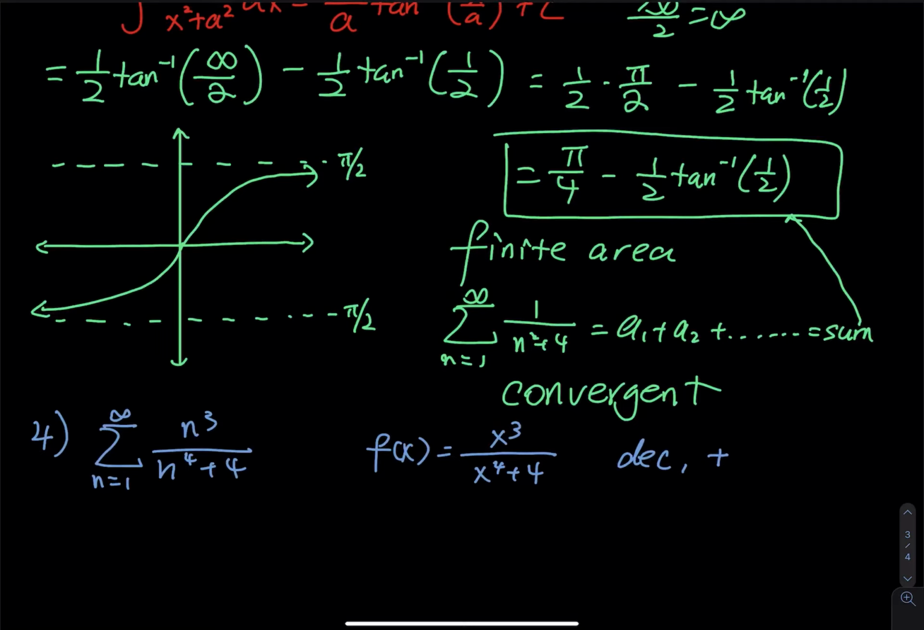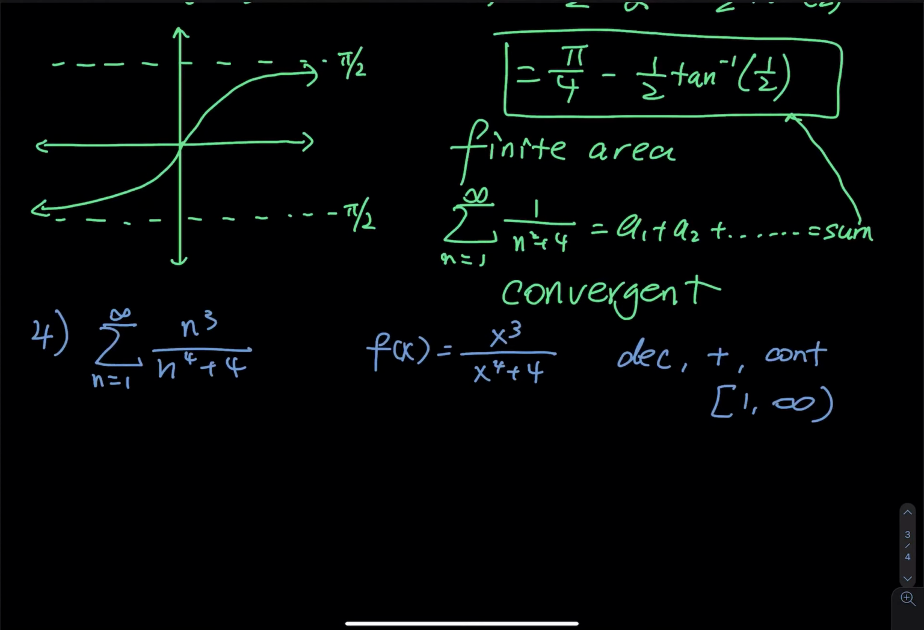Positive, and then continuous, right? Because there is no discontinuity from 1 to infinity. In the denominator, you can plug in whatever value you want. And then we have to perform the definite integral.